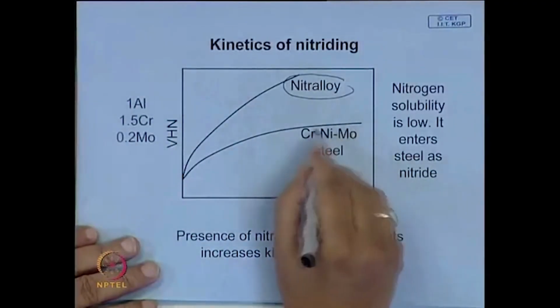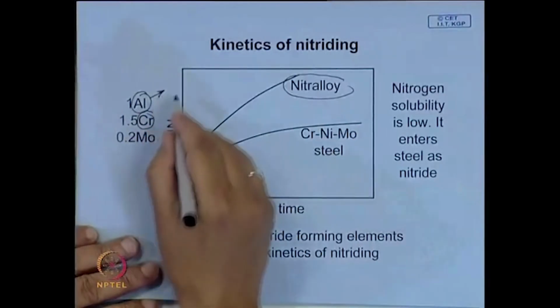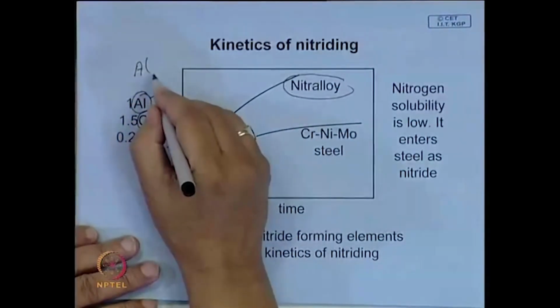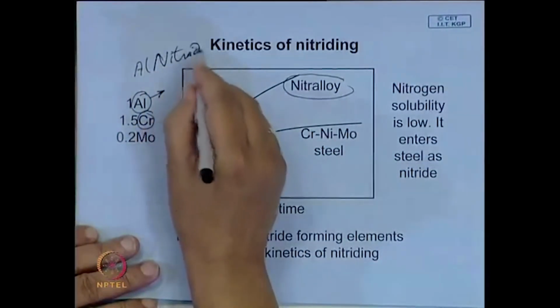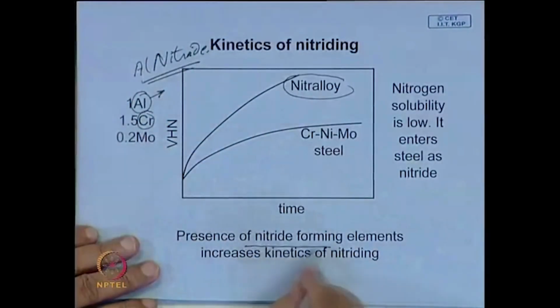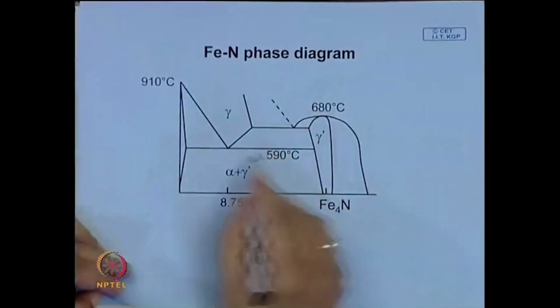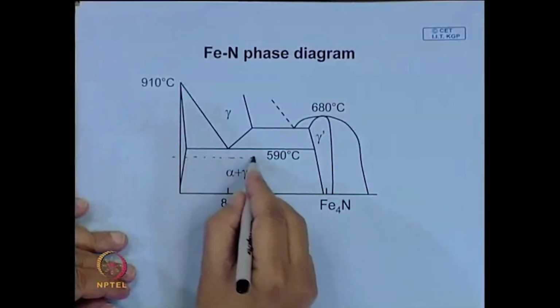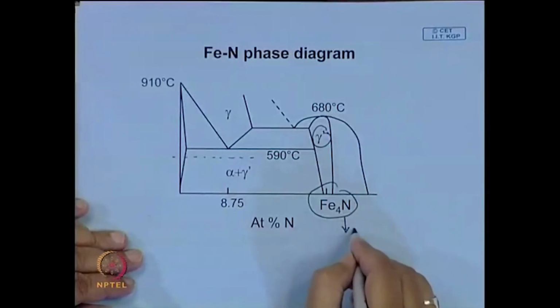In a normal plain carbon steel, you do not get that kind of effect, but if you have alloy elements, particularly chromium, and particularly if some aluminum is there, aluminum nitride is also very hard, and they add to the surface hardness. The presence of these nitride forming elements increases the kinetics of nitriding. It will be interesting to look at the iron nitrogen phase diagram. You have the normal nitriding treatment in this region, and this is the gamma prime, which is very brittle, and we should try and avoid this.